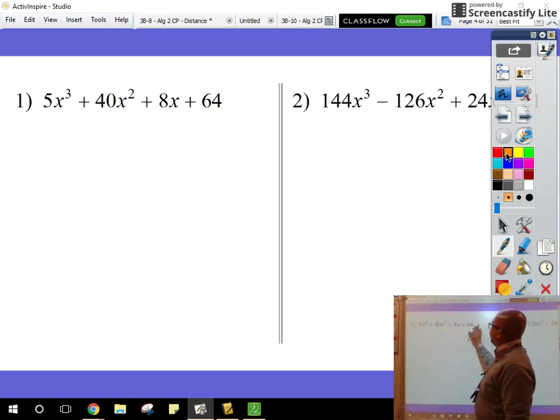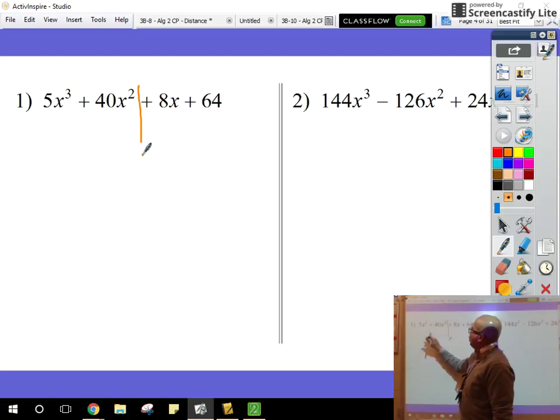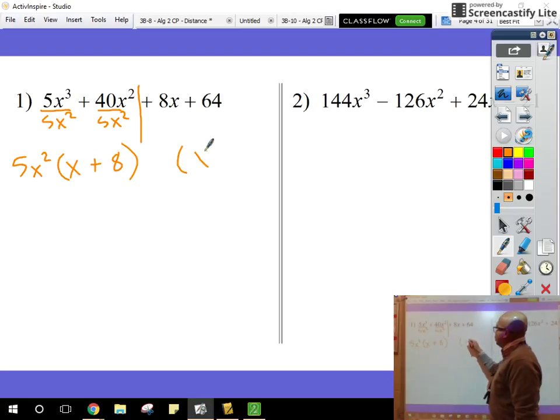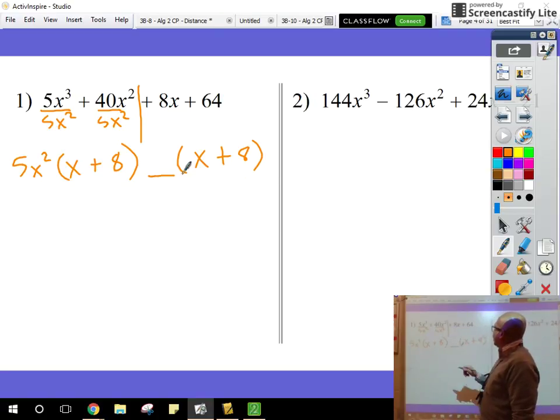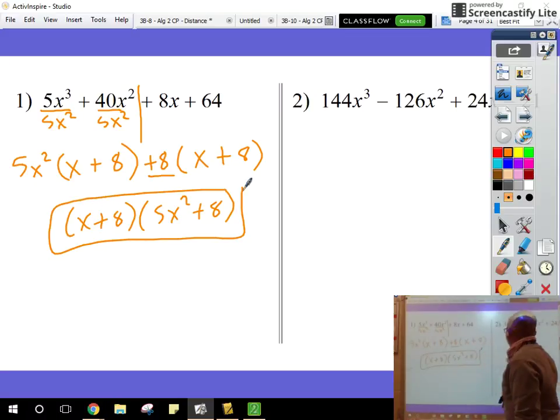There's no greatest common factor to all of them, so I'm going to use factor by grouping. The common to them is 5x squared. So I'm going to divide this by 5x squared here. That gives me x plus 8. And I told you this has to be the same thing. If not, then it might not be factorable. What goes here, that will be 8. So therefore, the answer is x plus 8, 5x squared plus 8. And that's the answer for number 1.